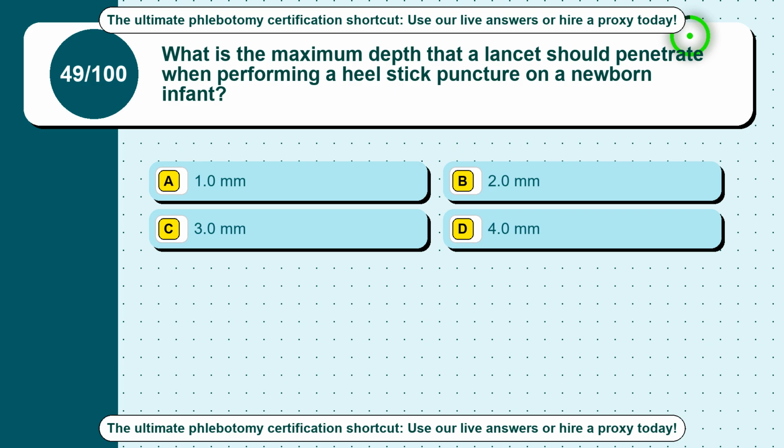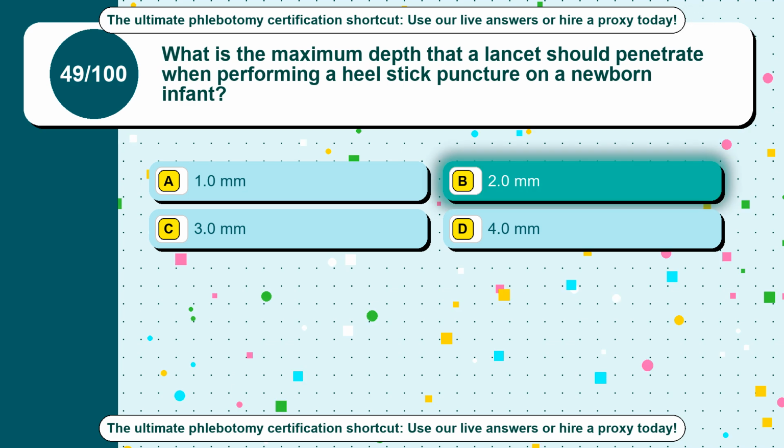Question 49. What is the maximum depth that a lancet should penetrate when performing a heel stick puncture on a newborn infant? Option A. 1.0 mm. Option B. 2.0 mm. Option C. 3.0 mm. Option D. 4.0 mm. The correct answer is option B.